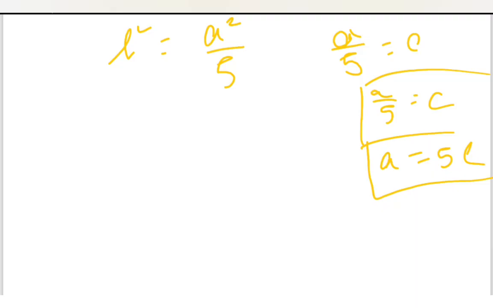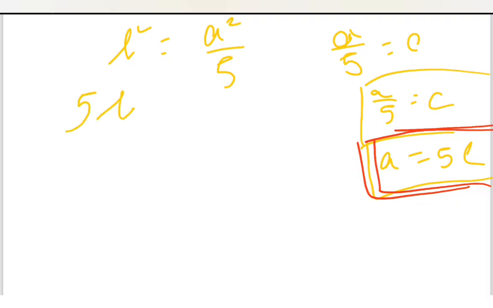So we should use this equation, a is equal to 5c. This is the second important equation. So let us take normally 5b square. Actually this is our first equation, 5b square is equal to a square.